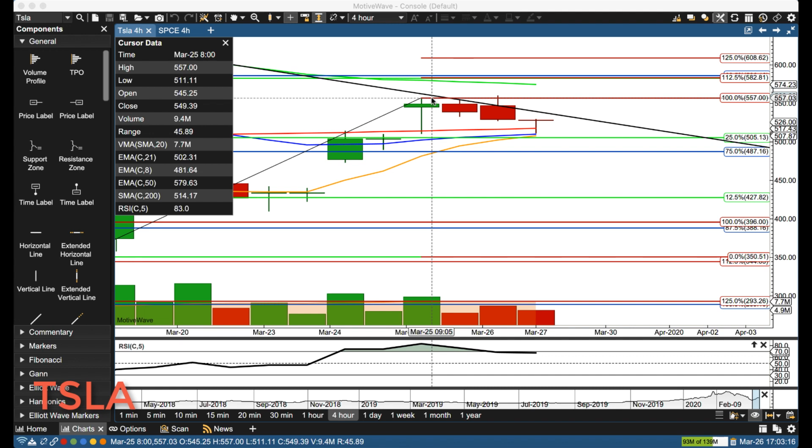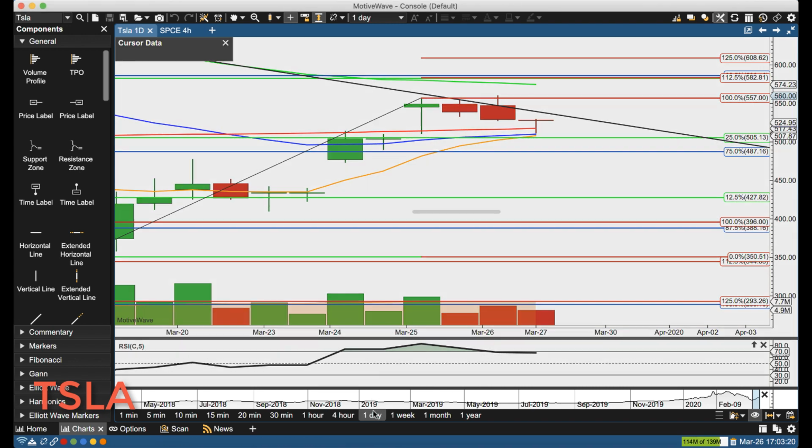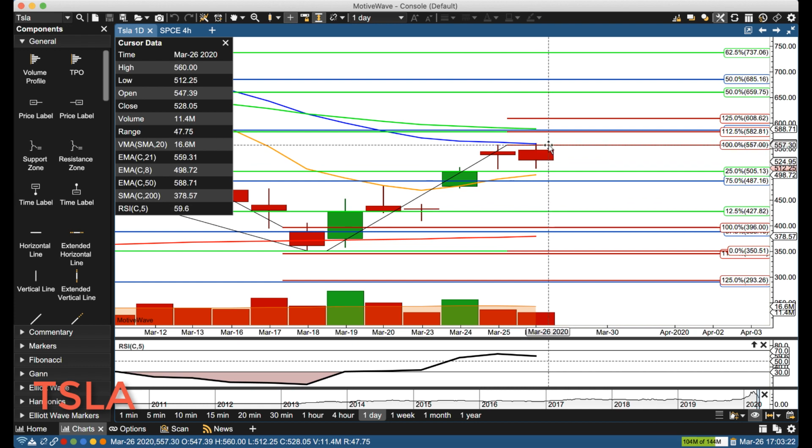So Tesla, this 4-hour chart. Here, I'll just jump to daily real quick. You can see here, still holding against the daily rotation zone. So a little rally up to the rotation zone, and then a collapse back down. Not really a collapse, just a sell-off. Still holding above the 25% level. So nothing's really changed since yesterday.